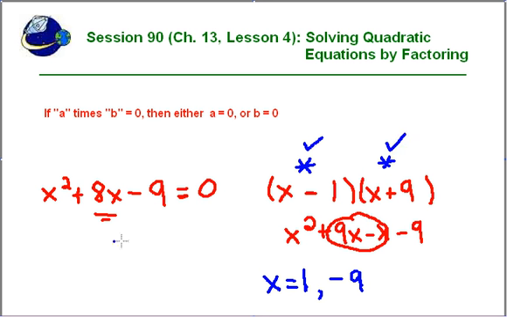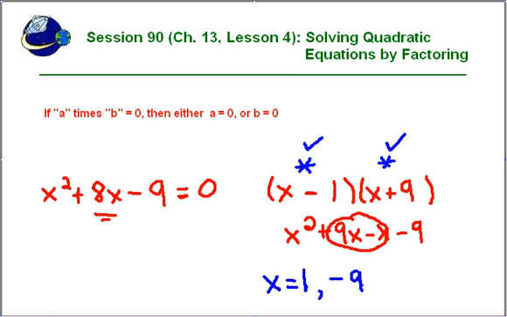So what was our strategy here for this particular quadratic equation? We made sure it was in standard form, which it is. Then the second thing we did is we factored it. We factored it into x minus 1 times x plus 9. The next step we did is we then said set each of the factors equal to 0. X minus 1 equals 0. That means x had to equal 1. Or x plus 9 equals 0, which meant that the x had to equal a negative 9. Those are our two values.